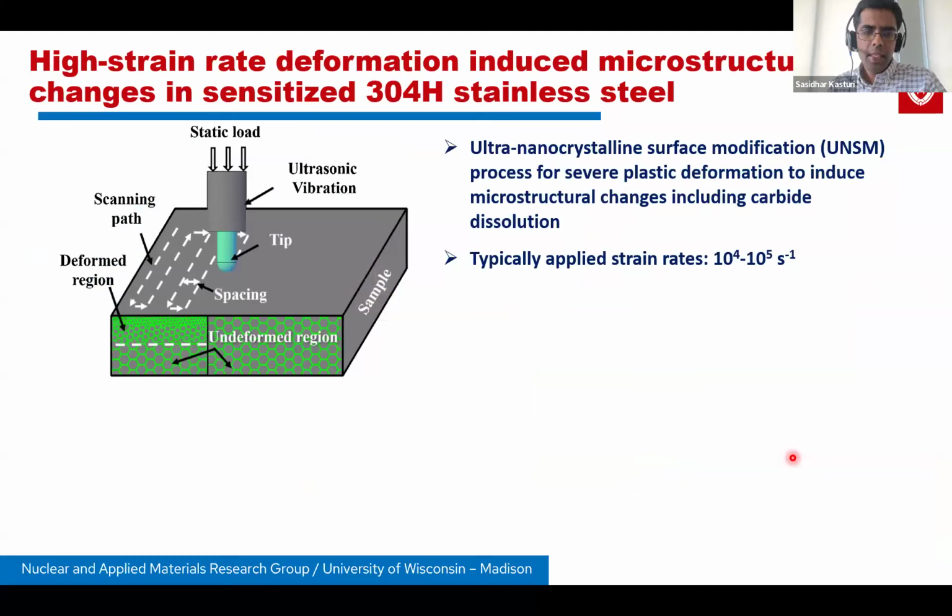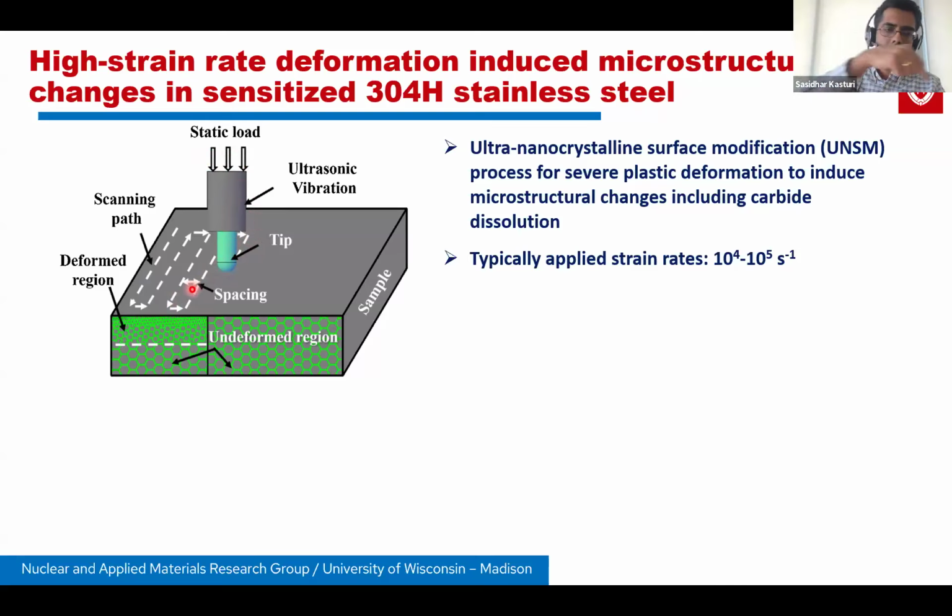So we investigated a technology called ultrasonic nanocrystalline surface modification. In the literature, people call this with different names. But essentially what this process consists of is a mechanically loaded hard tip, typically a tungsten carbide tip, that's subjected to a static load, and then that is ultrasonically vibrated in the vertical direction, and the whole probe is rastered on the horizontal surface of the sample.